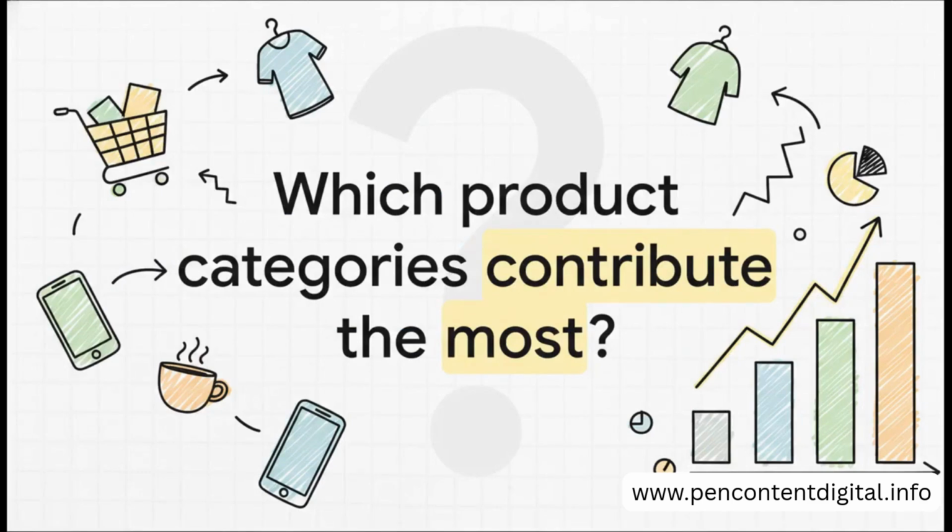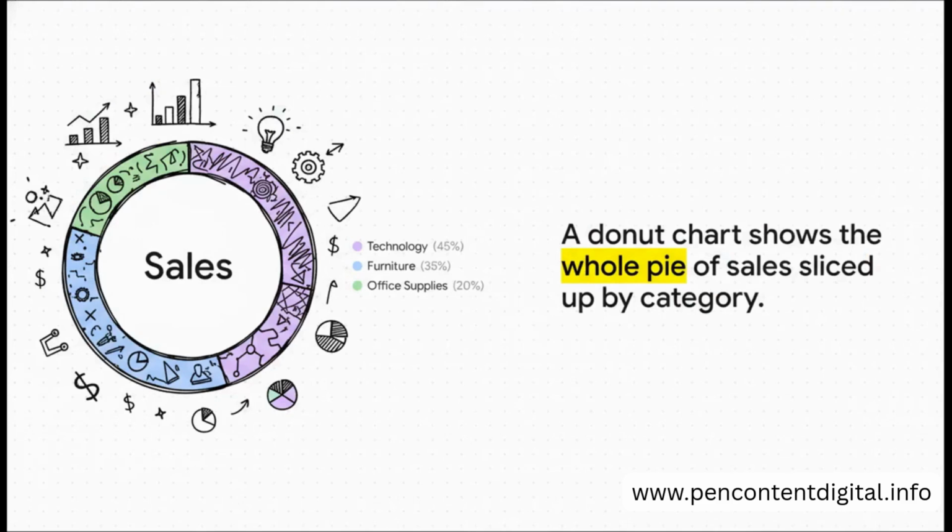Okay, let's ask another one. We know where our sales are coming from, but what are people buying? Which of our product categories are driving the most revenue for us? For this kind of question, a donut chart is perfect. It shows us the whole pie of our sales and exactly how it's sliced up between different categories like technology, office supplies, and furniture. This immediately tells us where the real bulk of our revenue is coming from.